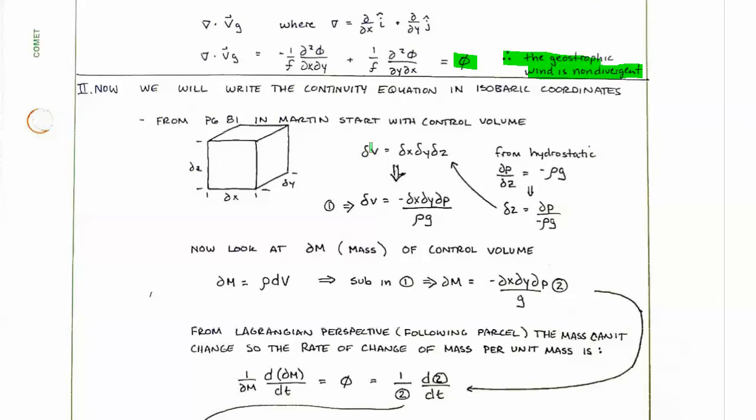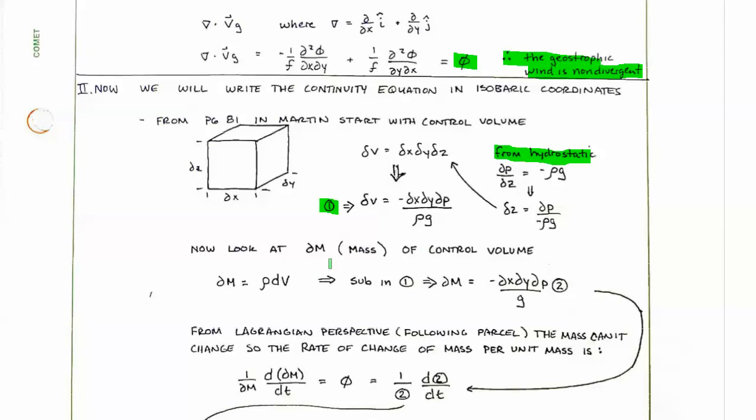If you just want some backup, you can go to the text. So we've got our differential volume, which is just dx times dy times dz. But then we can plug in from the hydrostatic equation. We know the hydrostatic equation is dp/dz equals negative rho g. We can rearrange that to write in terms of dz, and then plug back into the differential volume equation. And what do you end up with? You end up with equation number 1, which is right here. Differential volume is equal to negative dx times dy times dp divided by rho g.